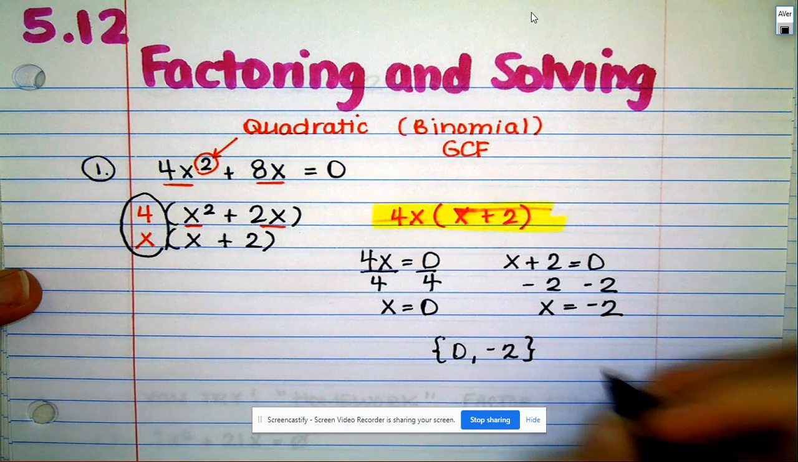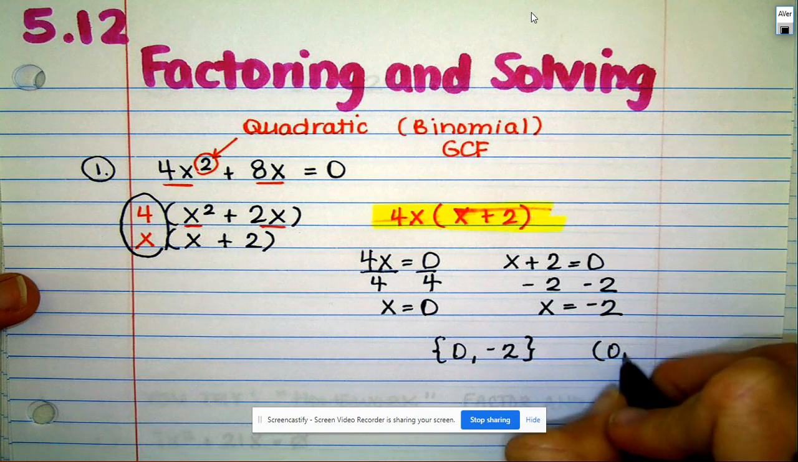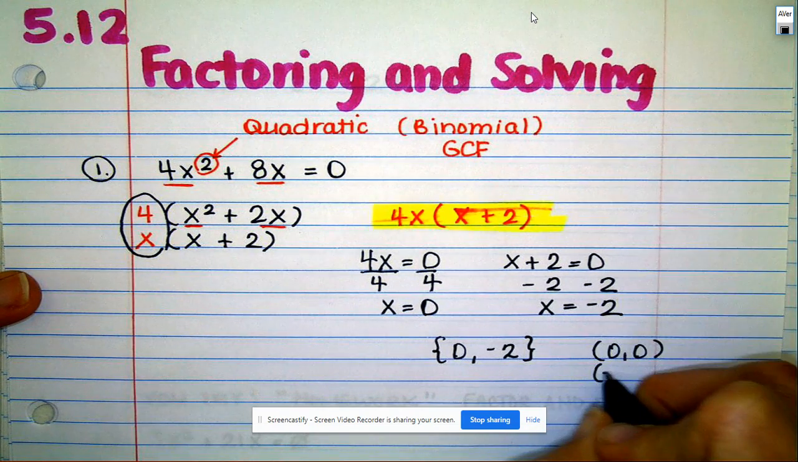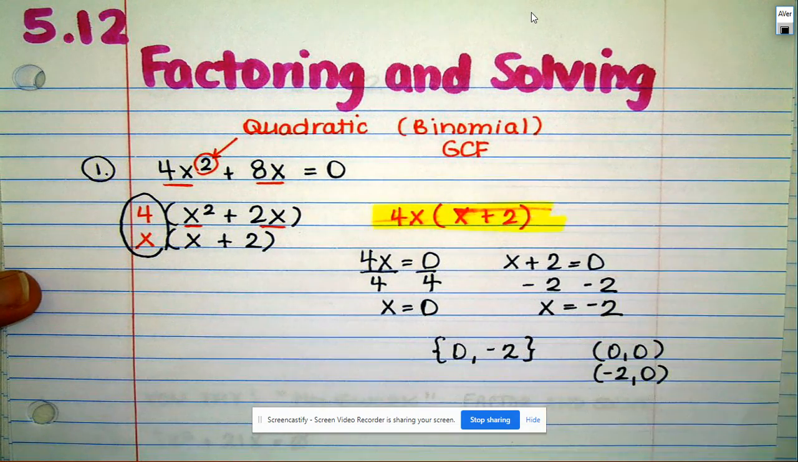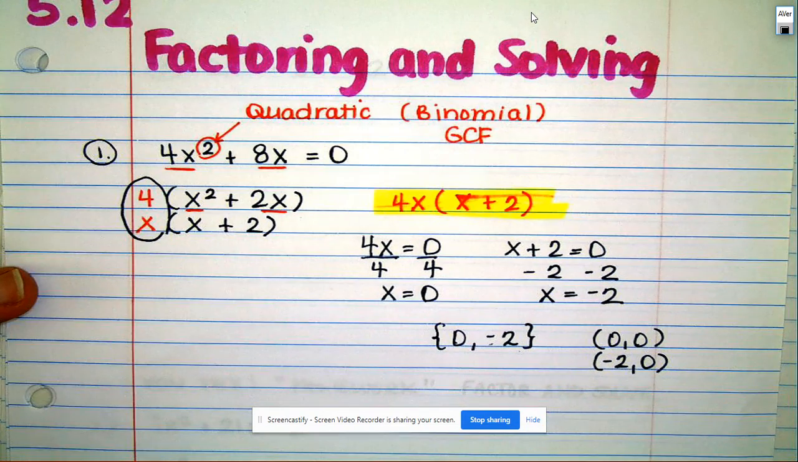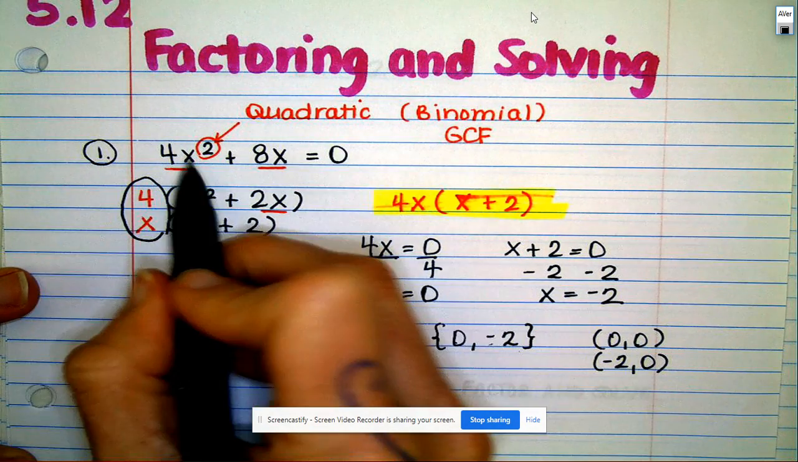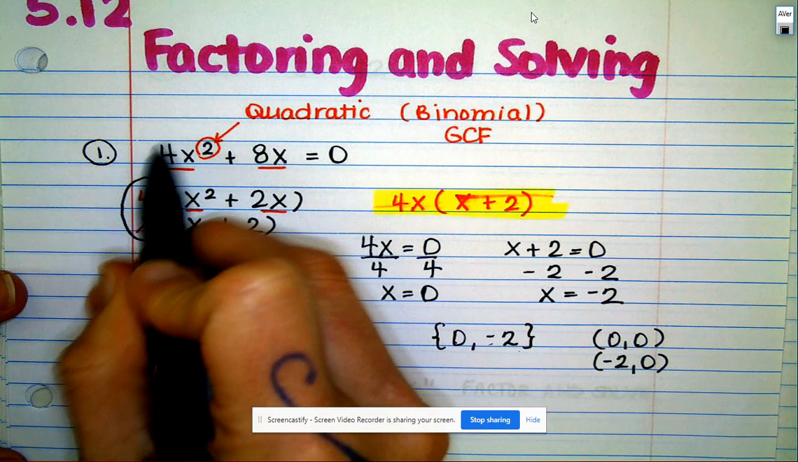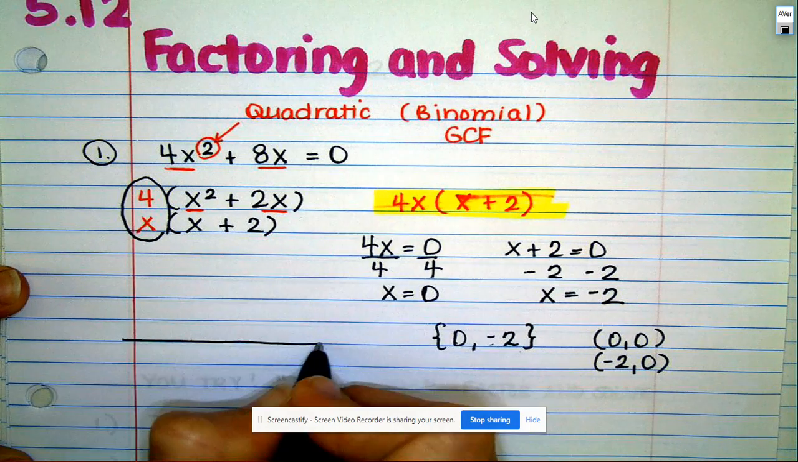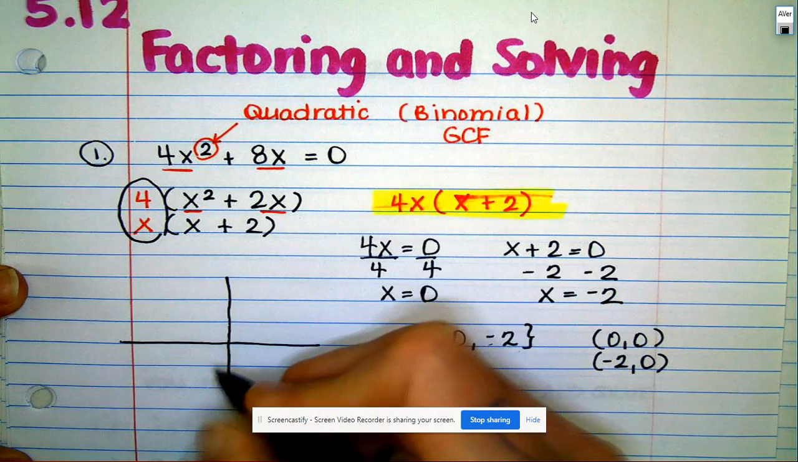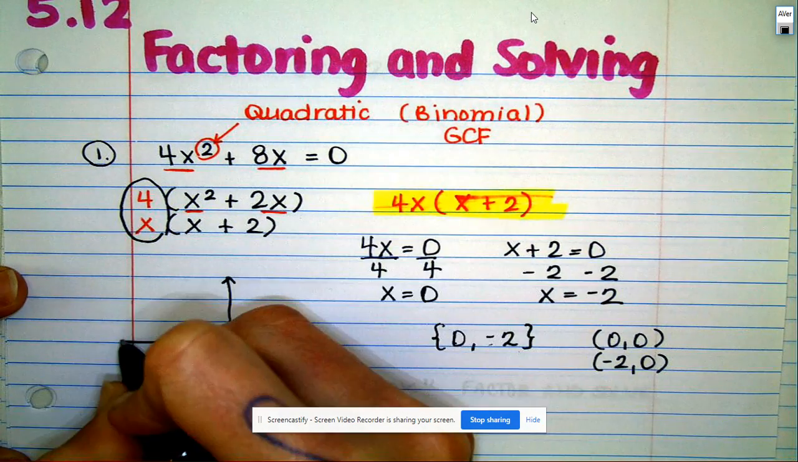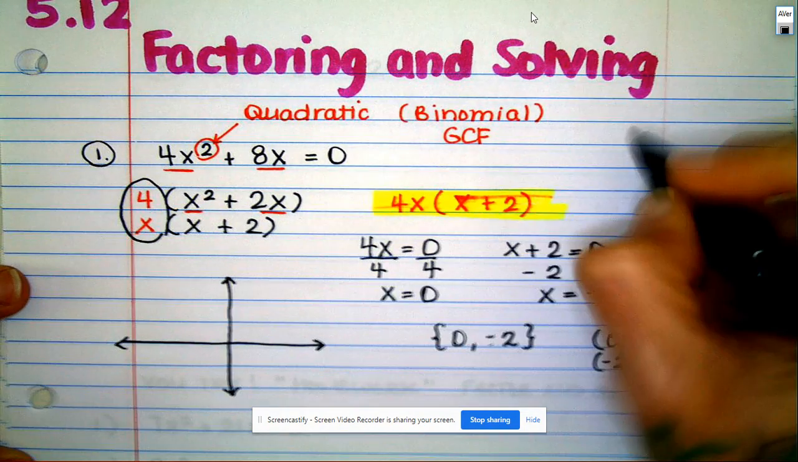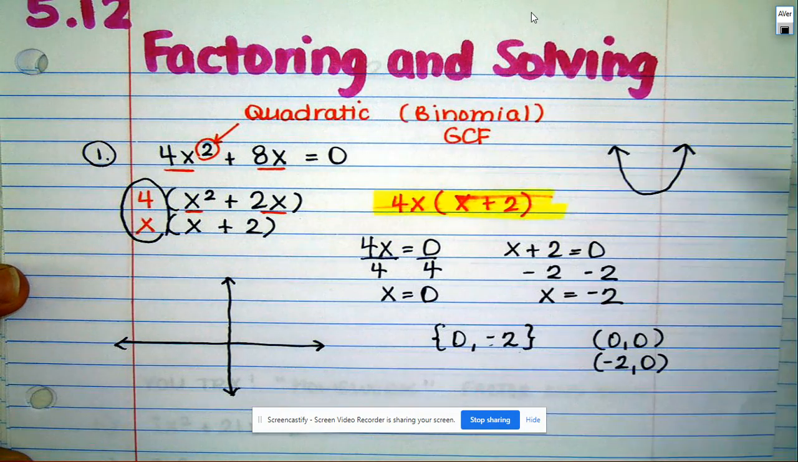As an ordered pair, that's going to be 0, 0, and negative 2, 0. Both of these ways are correct. You just have to figure out which way they want you to answer it. So if this happened to be on a graph, if we were looking at this quadratic, it's positive because the value in the front is positive. There's not a negative in the front. And a positive quadratic is always a smiley face. So it's going to look like this in some form or fashion.